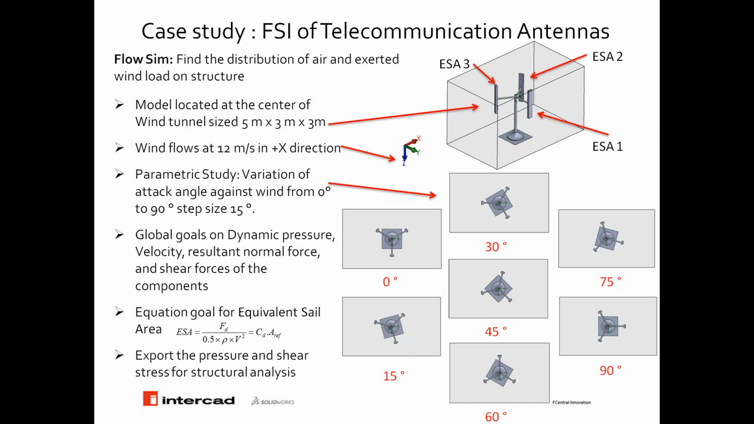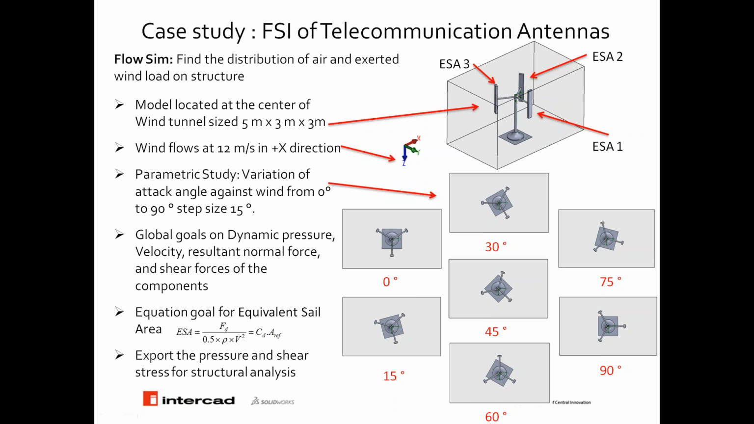In this regard, we are going to introduce our global goals on dynamic pressure, also velocity, resultant normal force and shear forces of the components, to make sure we are getting accurate answers. And also we are introducing one specific goal, which we call an equation goal, and we define it as, let's say, equivalent cell area, which is a fraction of your drag force on the actual component. And basically this is what we would like to trace and monitor or review at the end.